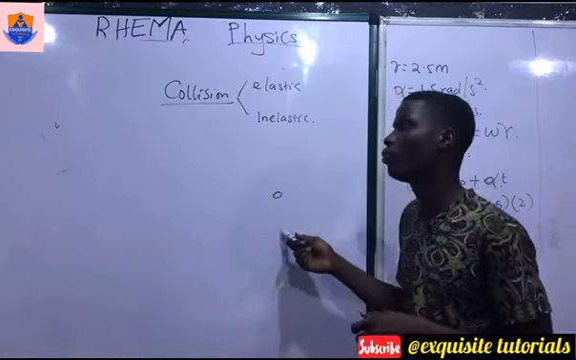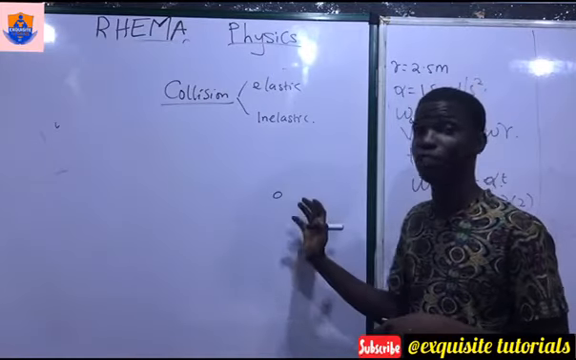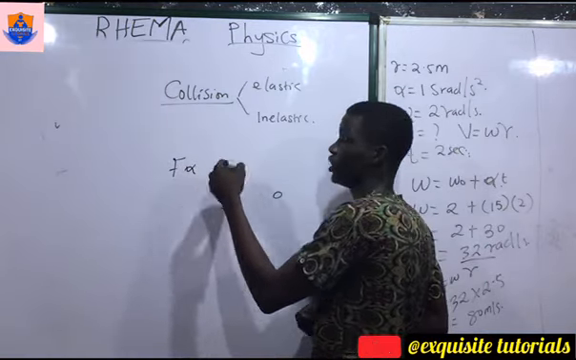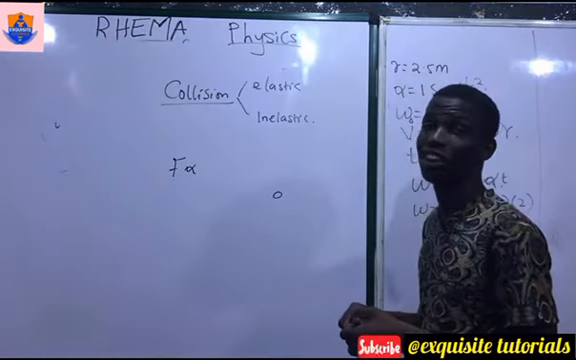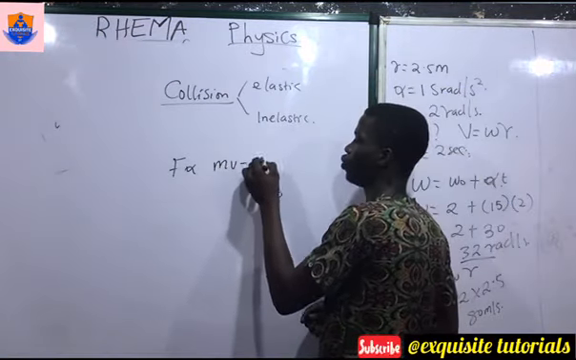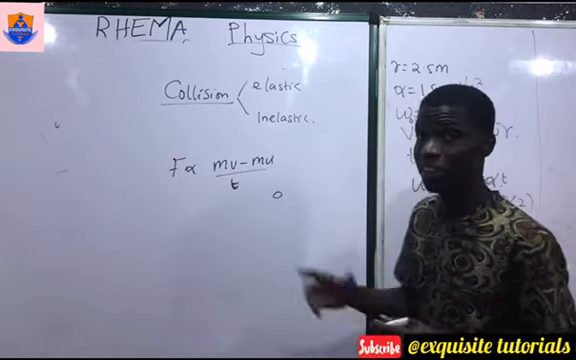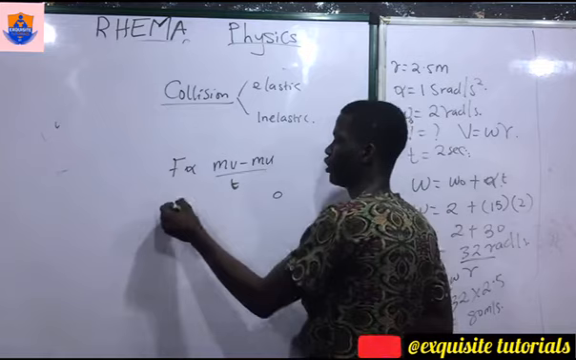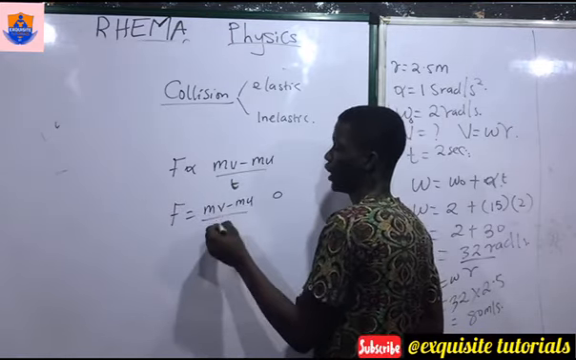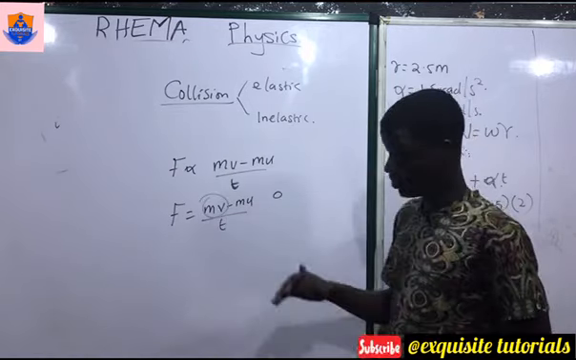The second Newton's law states that force is directly proportional to the rate of change in linear momentum. That is mv minus mu over t, where t is the time. So our F is equal to (mv minus mu) over t. Momentum is mass times velocity.